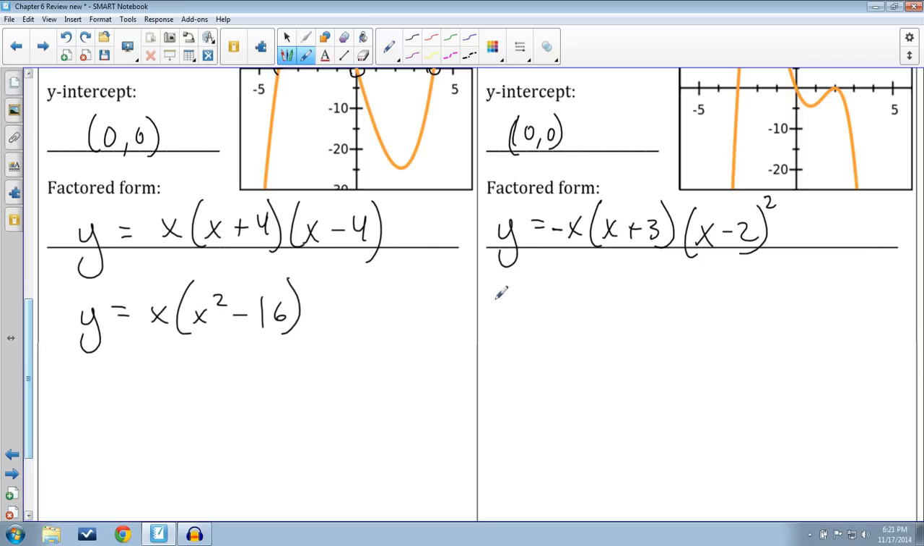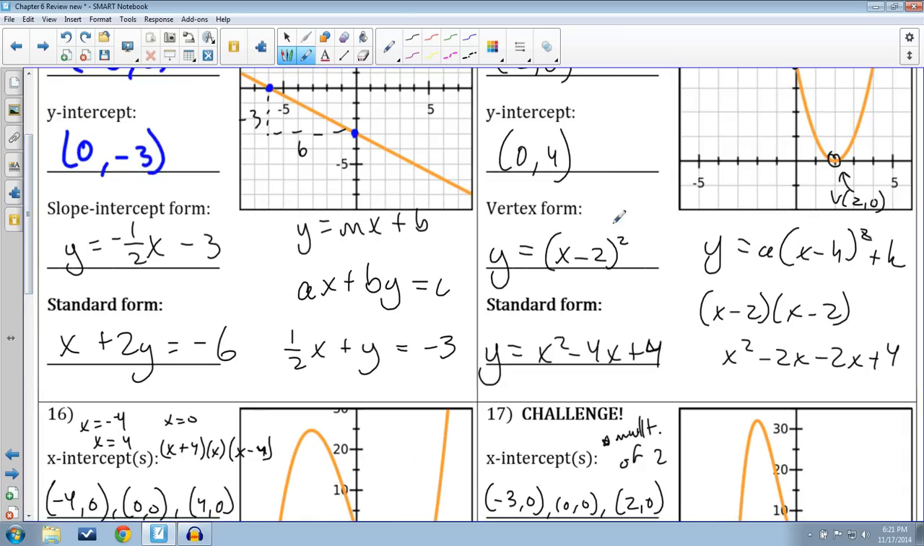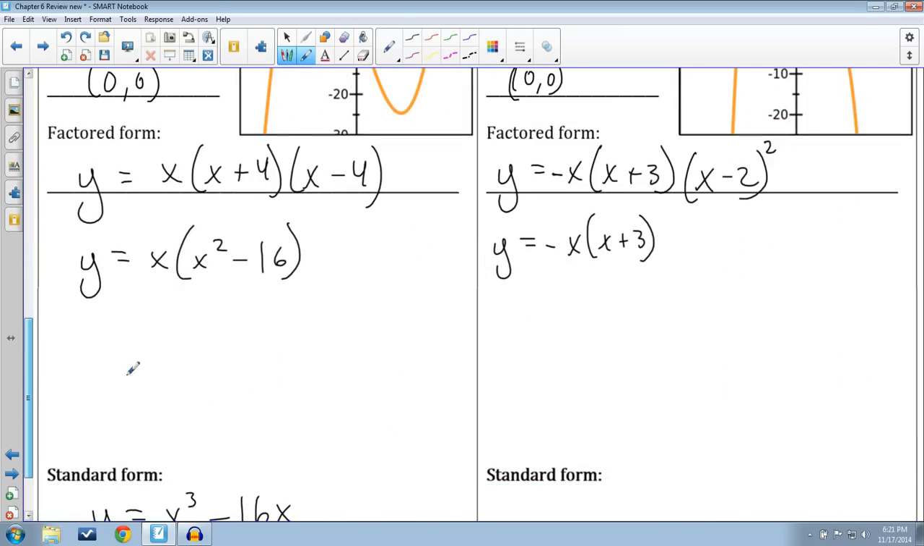So here's what I'll do. I'll leave the negative x out there. I'll even leave the x plus 3 right there. Let's do x minus 2 quantity squared. We just did that up here. X squared minus 4x plus 4. All right. X plus 3 with x squared minus 4x plus 4.